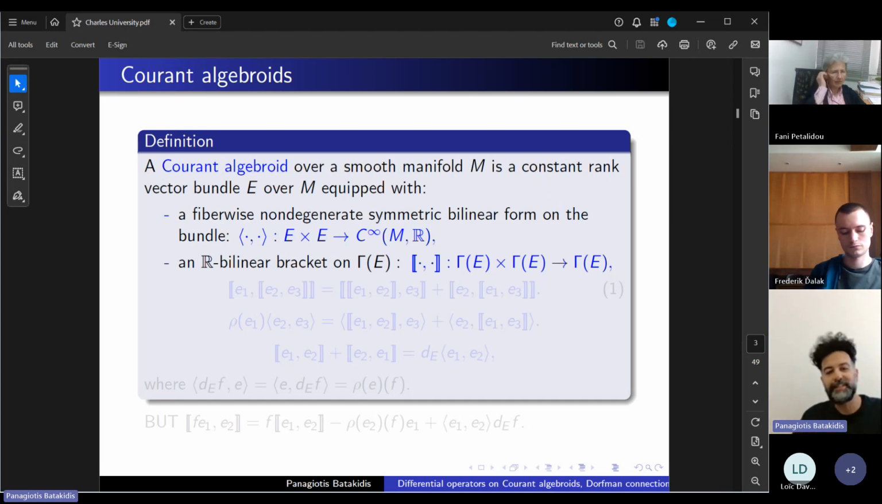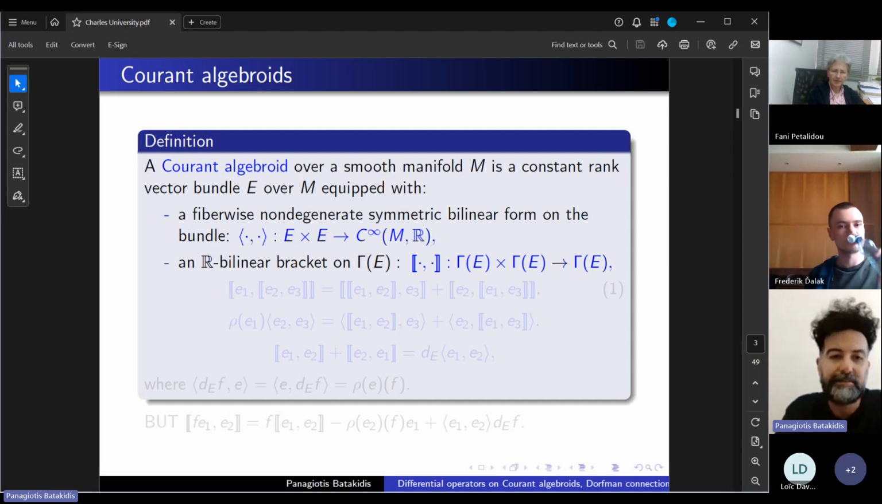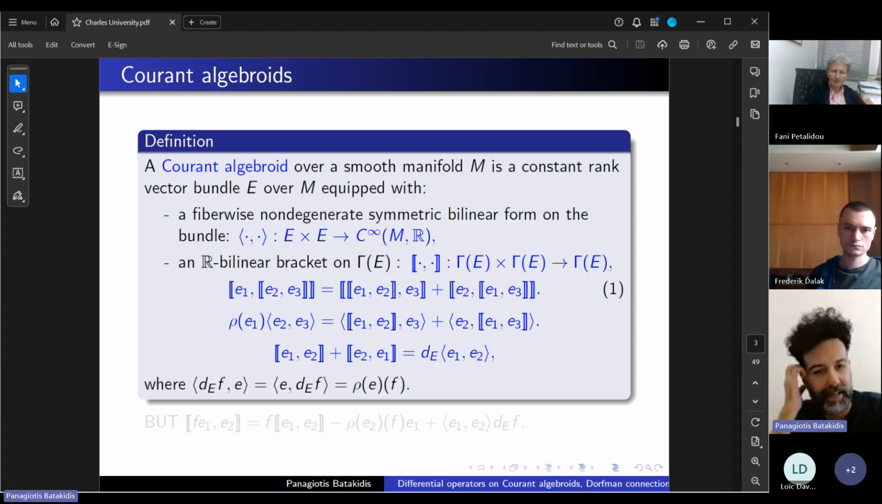Okay, so I'm assuming that almost everyone knows what a Courant algebroid is. For what it takes, I have a definition here. It's just a vector bundle. You have two kinds of operation, a non-degenerate bilinear form, and this non-skew-symmetric bracket. It satisfies these identities, and there is an extra map that comes along, this d. It satisfies this identity, and we will see a map like d in a short while.